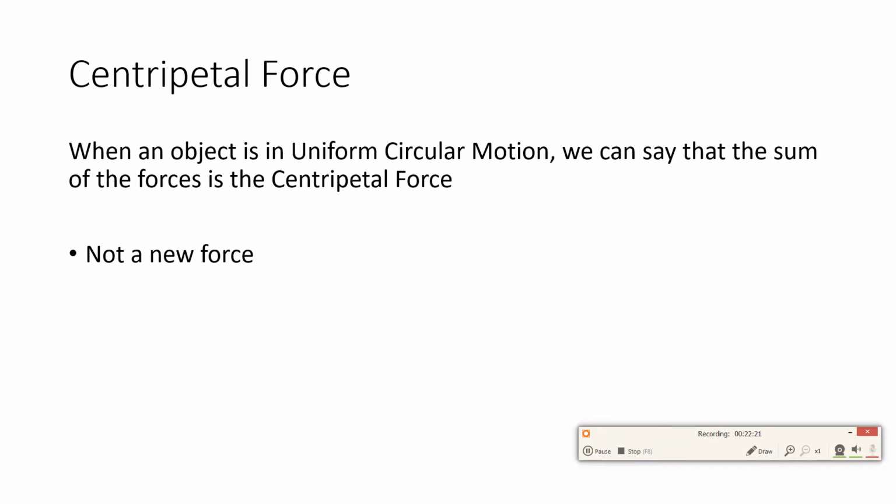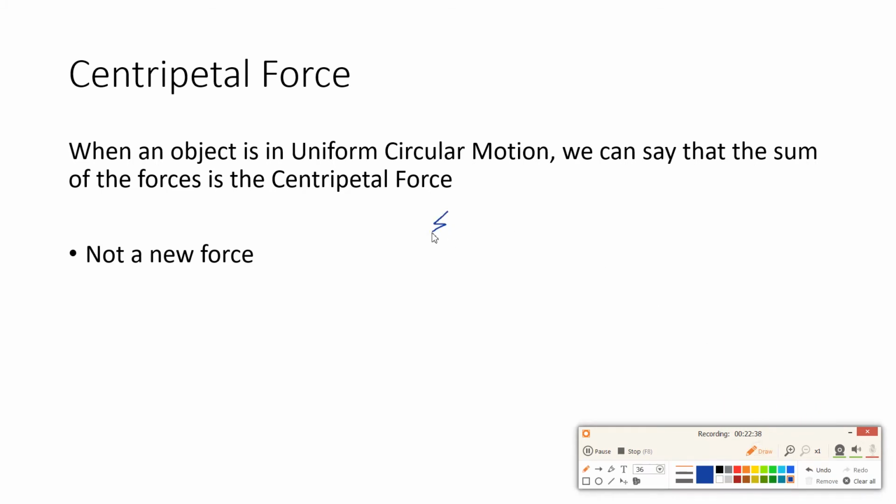So what is centripetal force? Centripetal force goes right along with uniform circular motion. I think the best way of explaining it is when an object is in uniform circular motion, we can say that the sum of the forces is centripetal force. So when we say there's a centripetal force, we're already saying this thing's in uniform circular motion. Or if we say that's in uniform circular motion, then we could term the sum of the forces as the centripetal force. Not a new force. It just happens to be the name we give the sum of the forces when we're in uniform circular motion.